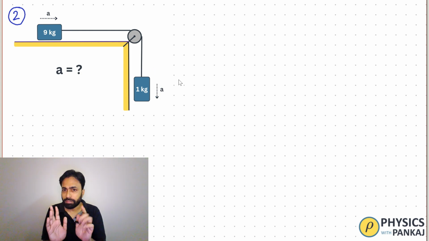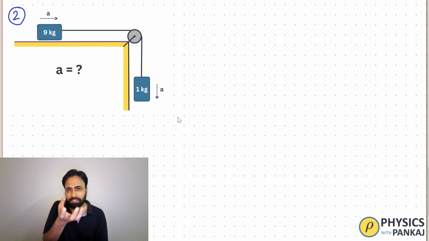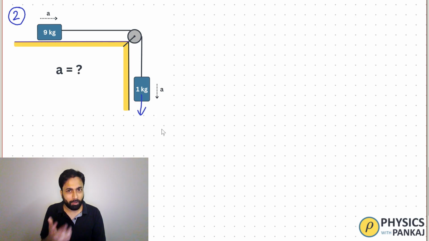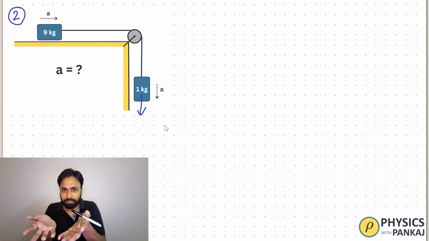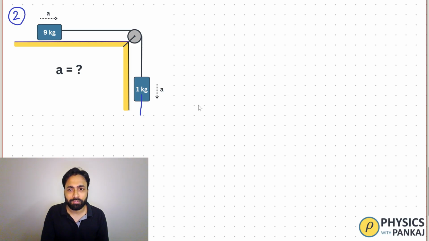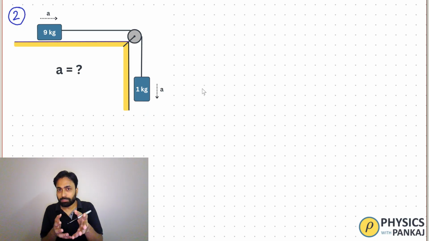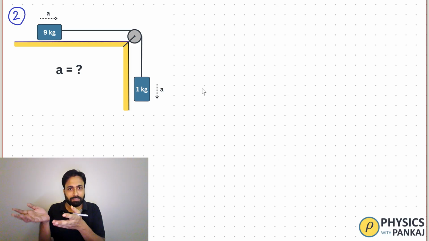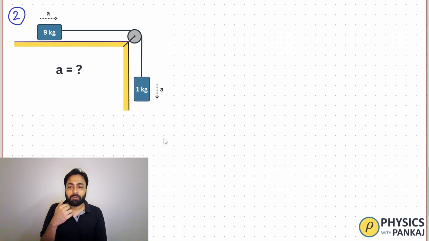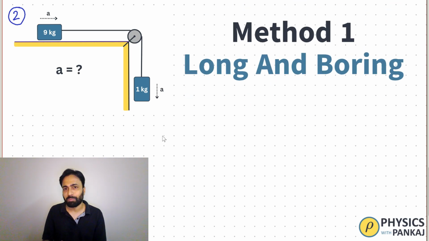But if you think about it, the force that is trying to move this system is gravity, which acts on this 1 kg block. But there's not really any force that's trying to stop this system. So the system would, of course, move. And we can, of course, use Newton's second law to prove that the system moves with some acceleration. Let's first look at the long and boring usual method to solve this problem.